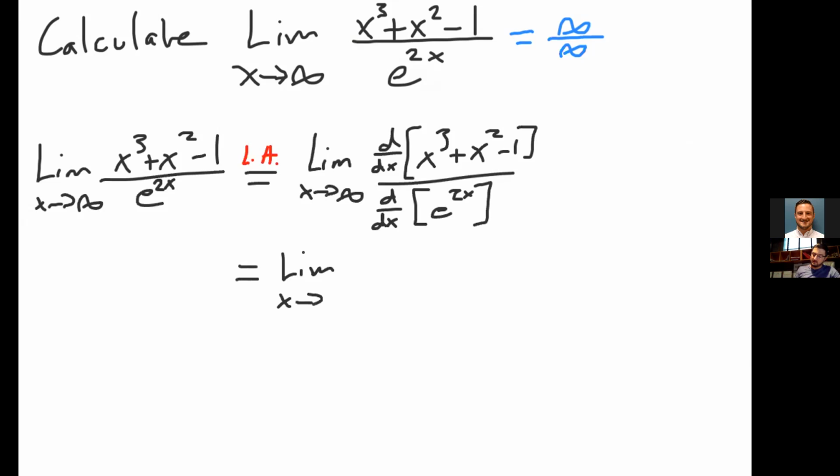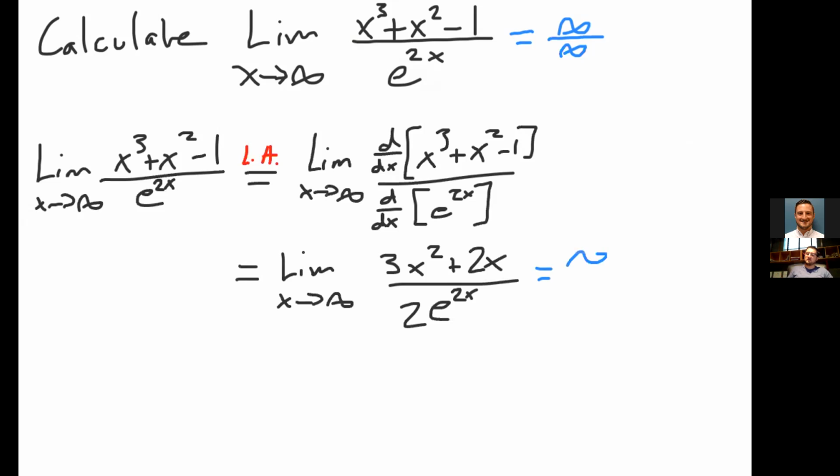Still haven't applied my limit yet, so I'm still considering the limit as x approaches infinity. Well, in that numerator, I'm going to have 3x squared plus 2x. In that denominator, the derivative is going to be 2 times e to the 2x. Let's say, okay, well now plug in x to be infinity. But hey, I still have an even degree polynomial with a positive leading coefficient. So as x goes to infinity, it's also going up to positive infinity.